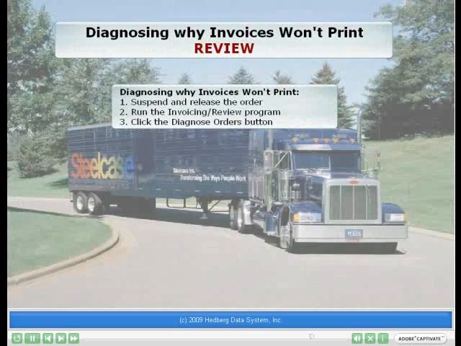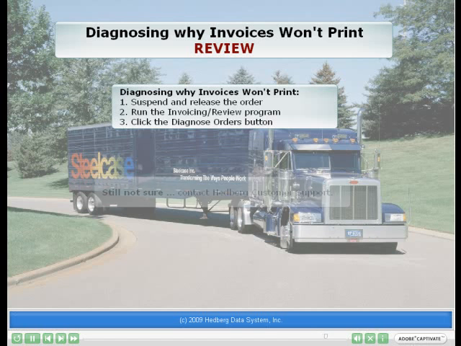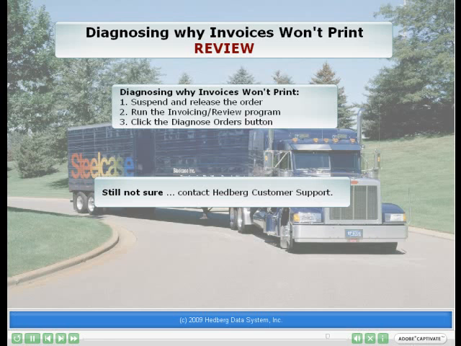The Diagnose Invoices process can be summarized into 3 easy steps. Suspend and release the orders that did not produce an invoice, run the invoicing review program for the print option, and within that program, click the Diagnose Orders button. If you still have a question as to why the order did not print an invoice, please contact Hedberg Customer Support with your question and a copy of the report.